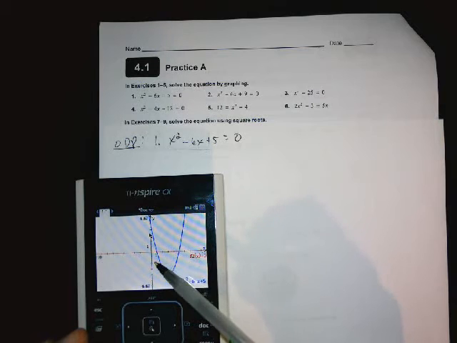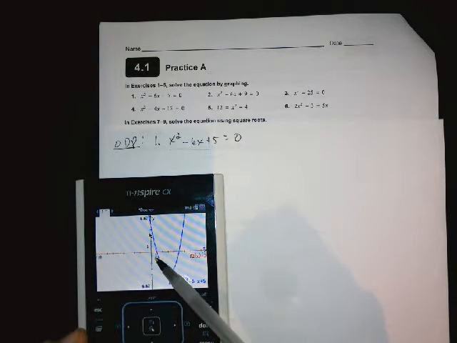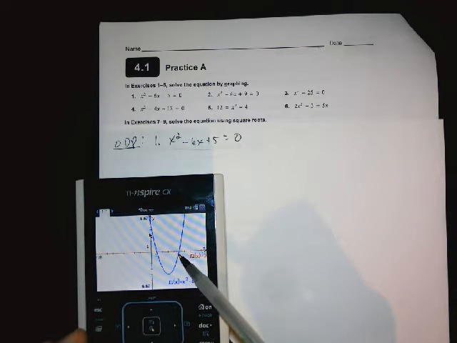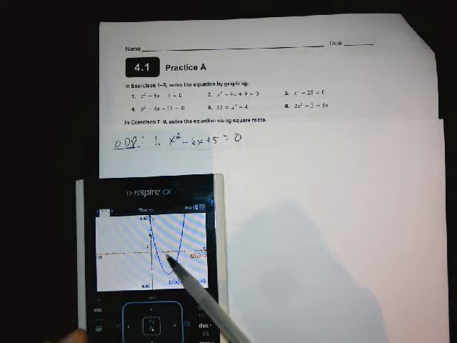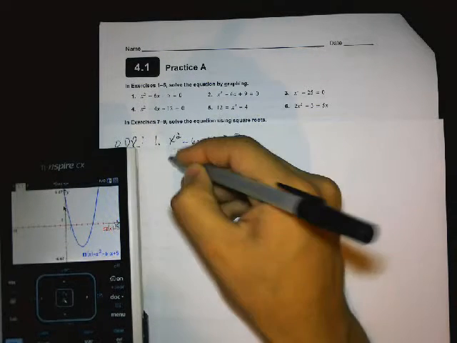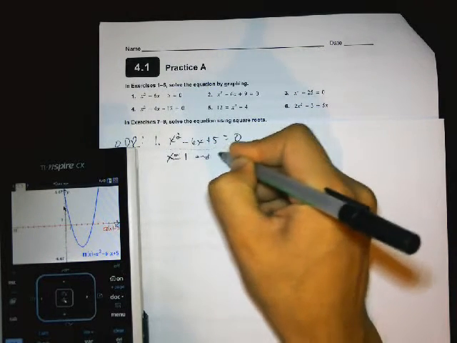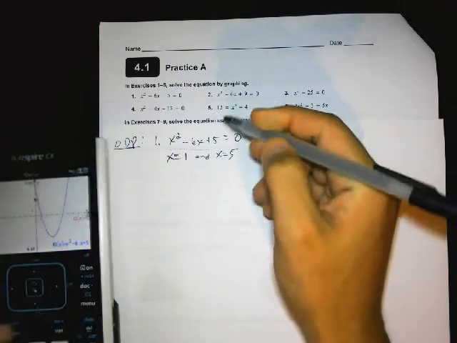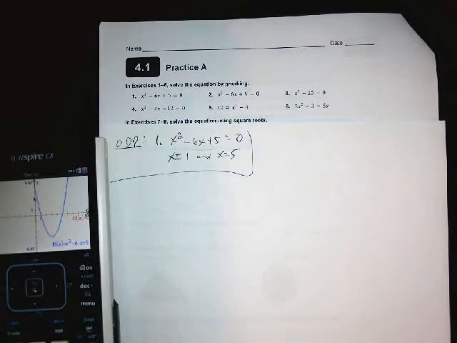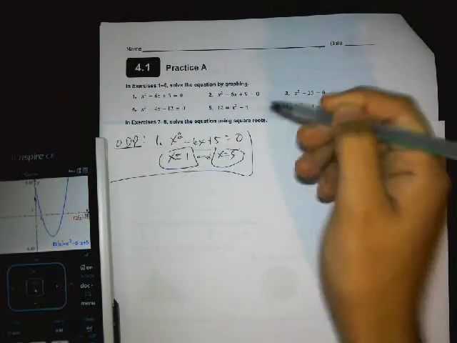So from here, I can see that my quadratic and my y equals 0 intersect at x equals 1 and at x equals 1, 2, 3, 4, 5. So that is my solution. X equals 1 and x equals 5. So those are my answers.